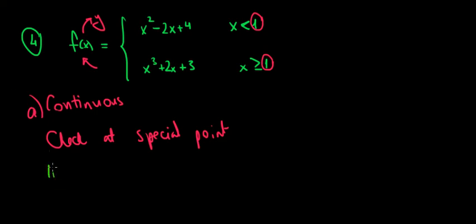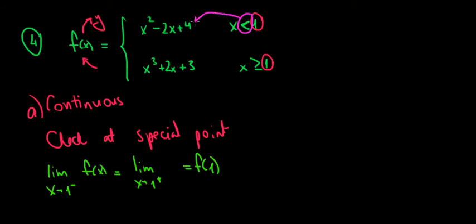So the limit as x approaches 1 from the left side is equal to the limit as x approaches 1 from the right side, and is equal to f of 1. Now what matters here is to understand which shape we're going to use for f of x. When x approaches 1 from the left side, that means x is coming from below 1, from less than 1, so we're using this shape.